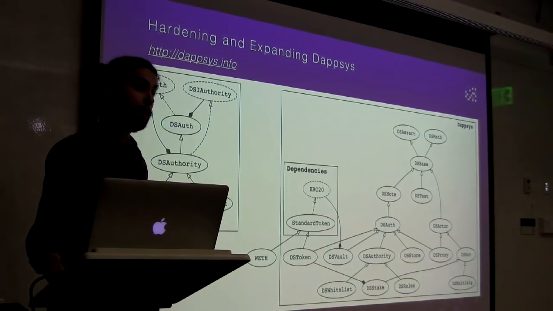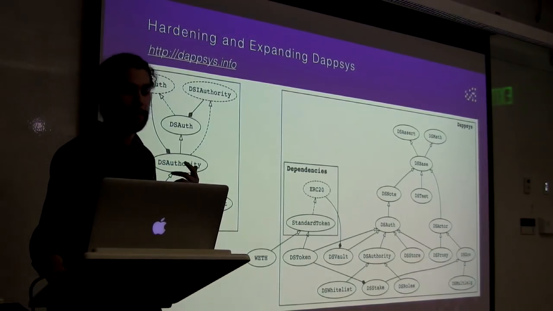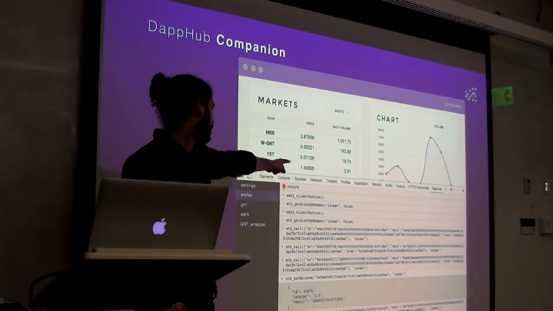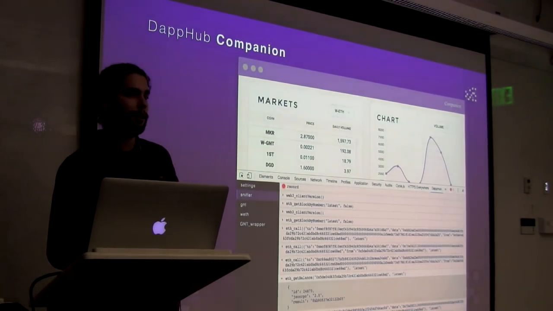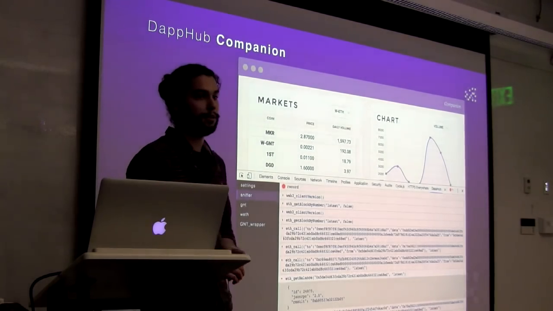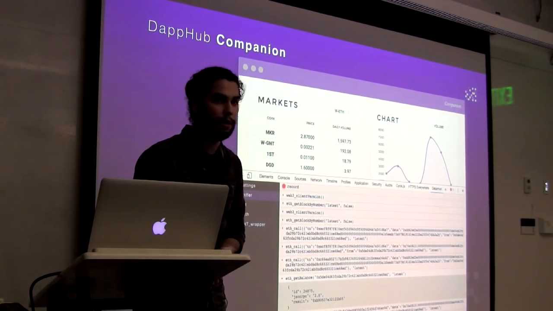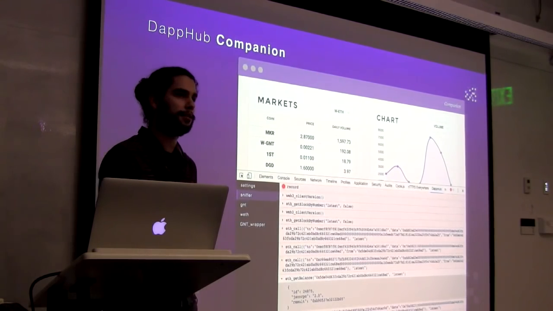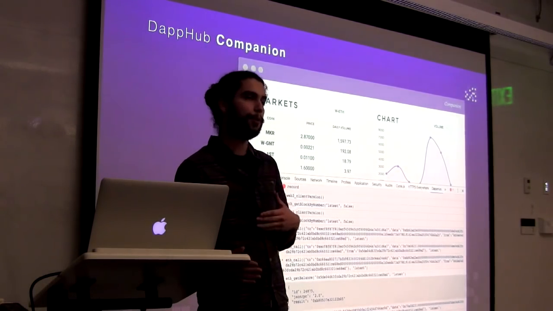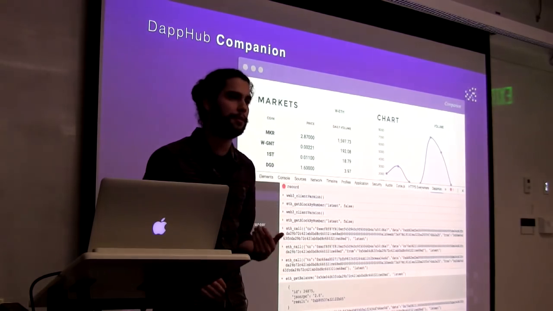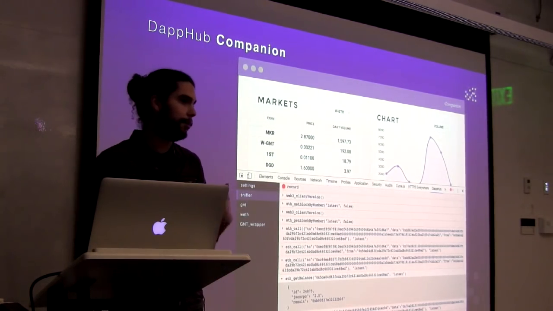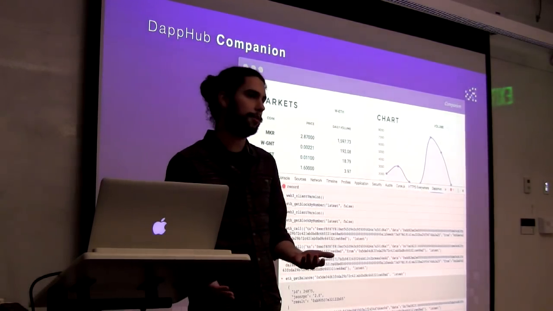The last thing we've been up to lately is DAppHub Companion. As you can see by the little bar in the middle there, it is a Chrome developer tool, so it exists in the Chrome developer dashboard. Right now it's ready for pre-alpha internal testing. What that means is if you want to try it out this week at the hackathon, just come and find me and we can get it set up and you can start using it yourself.